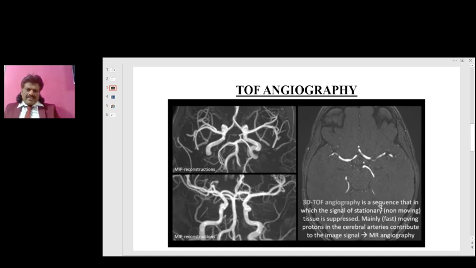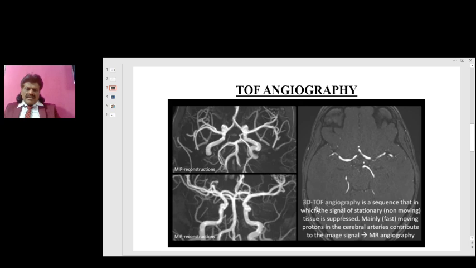It is a sequence in which the signal of stationary, that is non-moving tissue, is suppressed. So only the moving tissue is seen, the non-moving tissue is suppressed. So what is that moving tissue? It is nothing but blood flow. So the moving, that is the mainly fast moving protons in the cerebral arteries, that is the blood, contribute to this image signal, that is the time of flight MRI angiography.